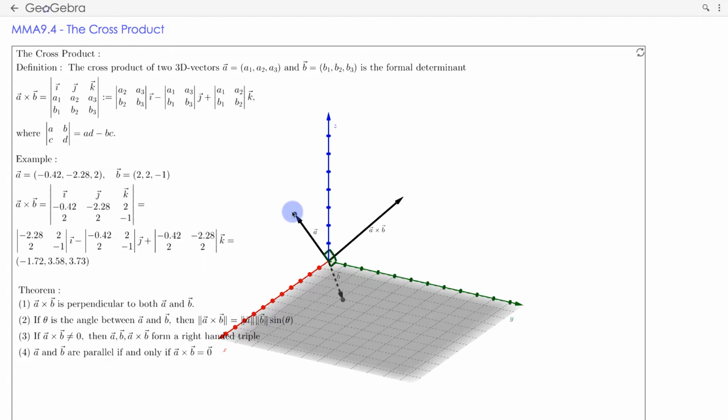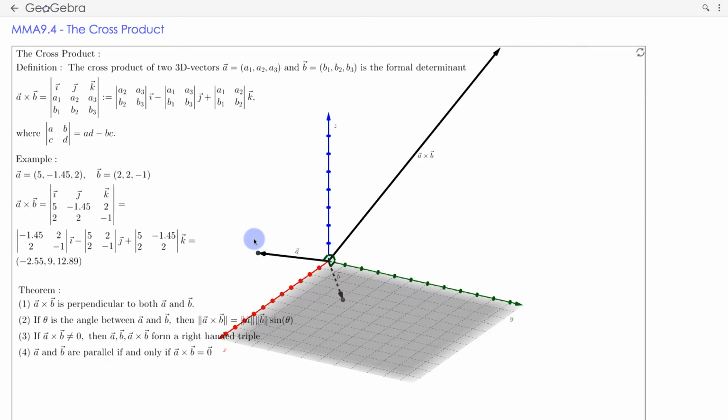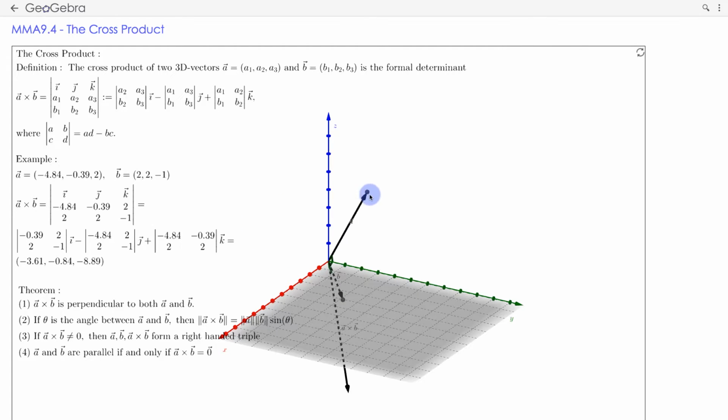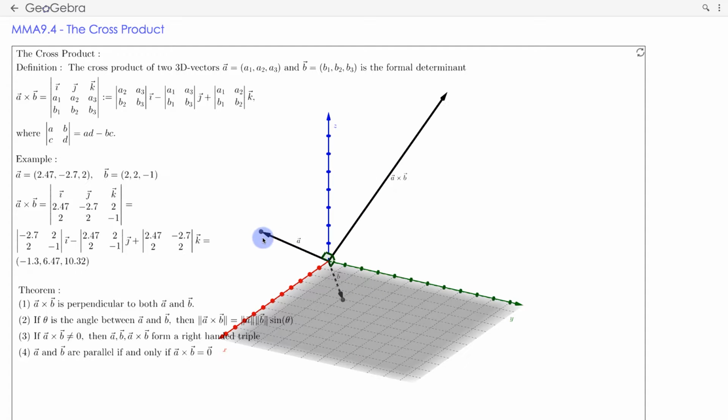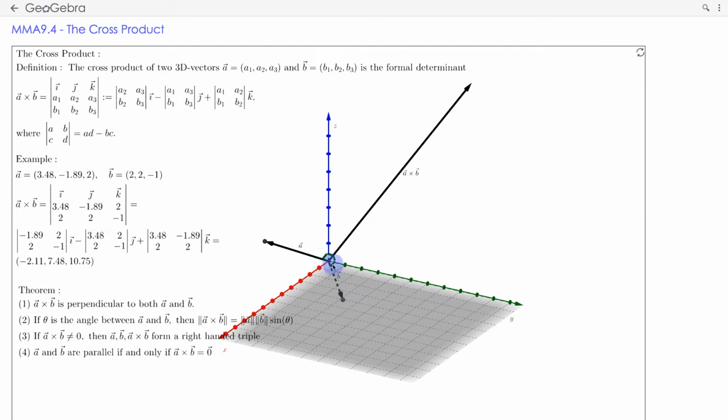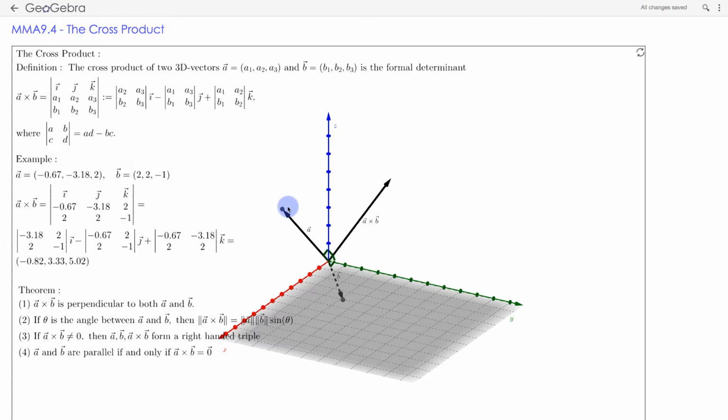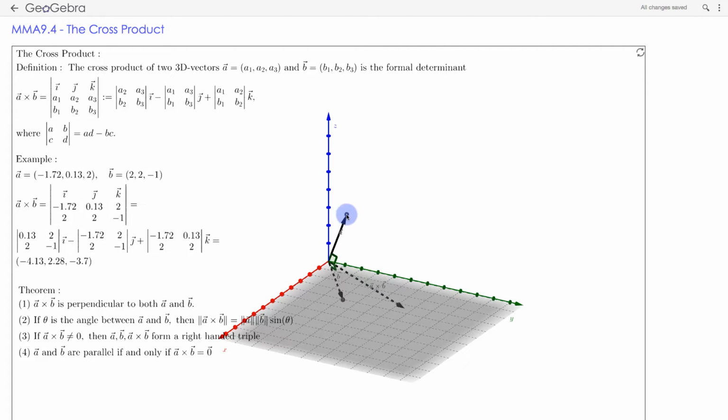I can try moving this around, and you will see that you keep having straight angles between A and the cross product and B and the cross product, right?